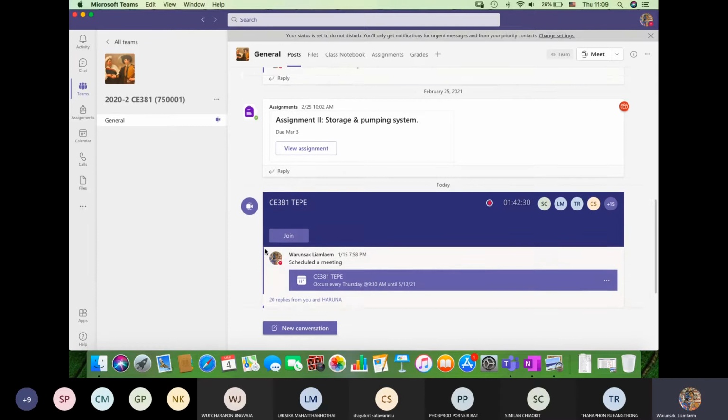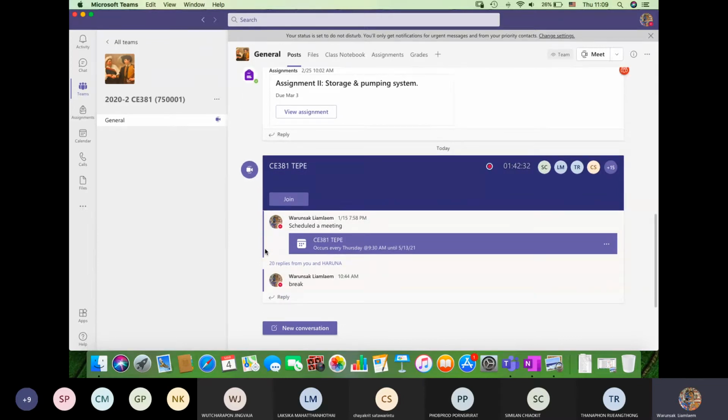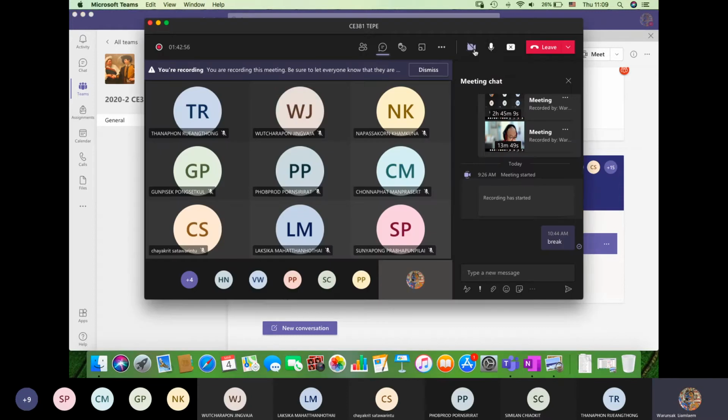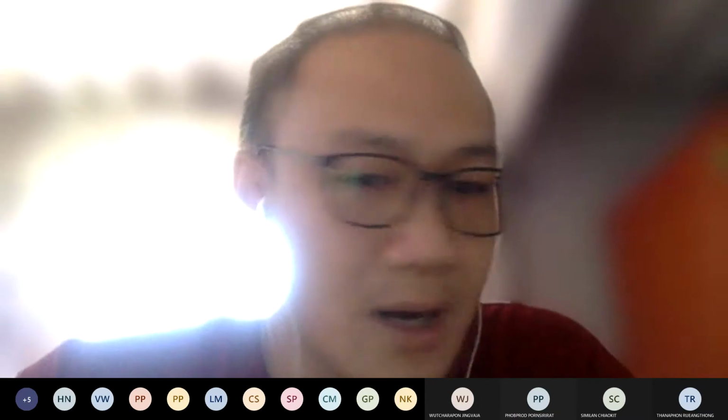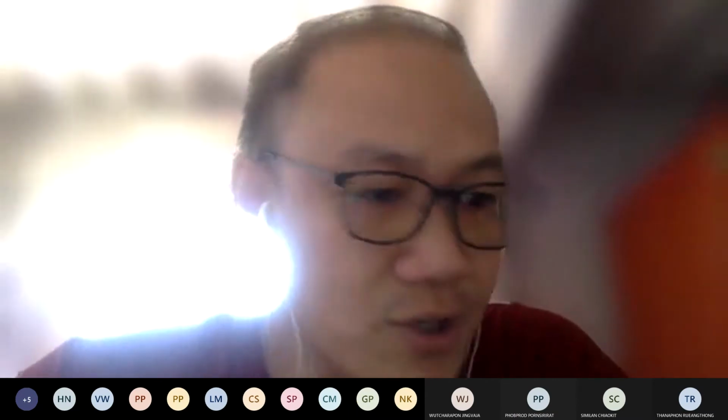The second one is the storage pumping system. Okay, maybe today I will give you one more assignment. The expected time to submit is early next week because it must be before the 10th of March. The 10th of March is the first date for the midterm examinations. Okay, so according to this Hardy-Cross method, do you have any other questions?